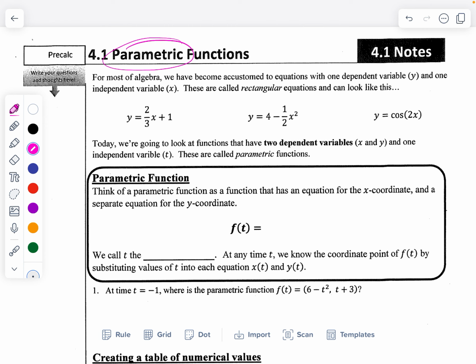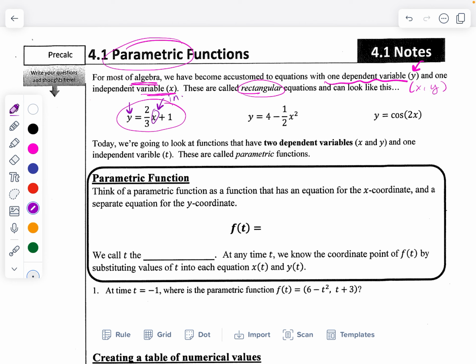So let's talk about, for most of algebra up until this point, you've become accustomed to equations with one dependent variable, usually the y variable, and one independent variable, usually the x variable. These are called rectangular equations because they have x comma y. Given x, you find y. Just like this, we know that this is a linear equation. When I give you this x variable, I can plug it in and we get an output of y.